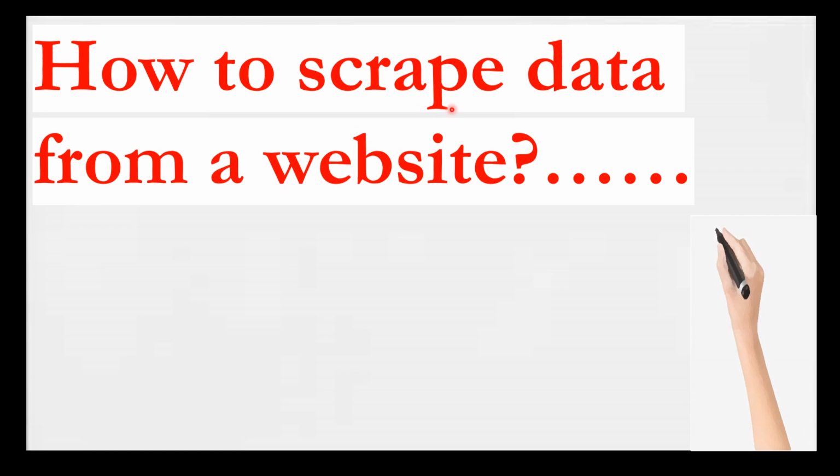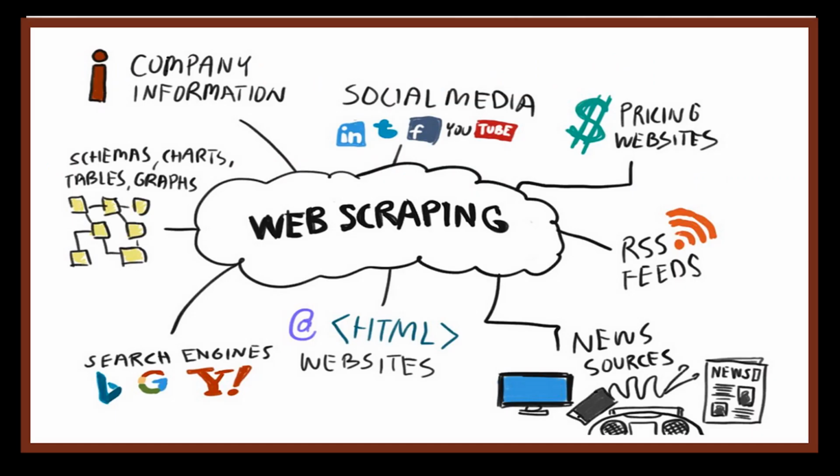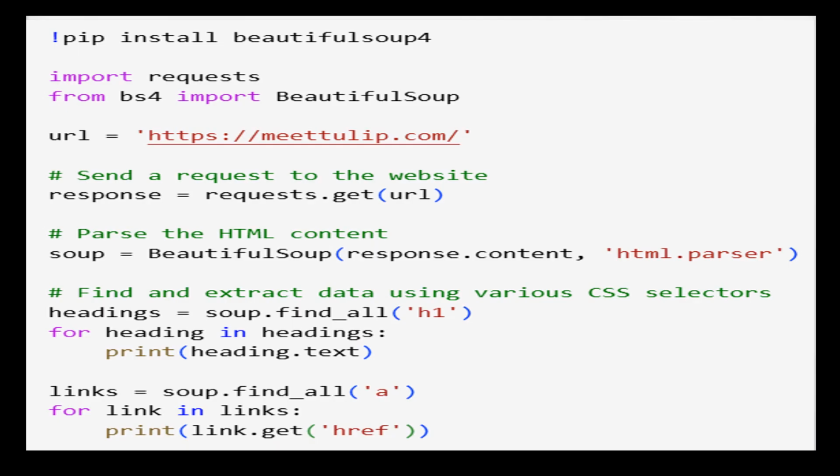So today we will understand how to scrape data from a website using Python code. This is the code which we shall use. For scraping data, a Python script is shared that uses two popular libraries. First is Requests and then Beautiful Soup, to send a request to the website, parse its HTML content, and extract specific data using CSS selectors.